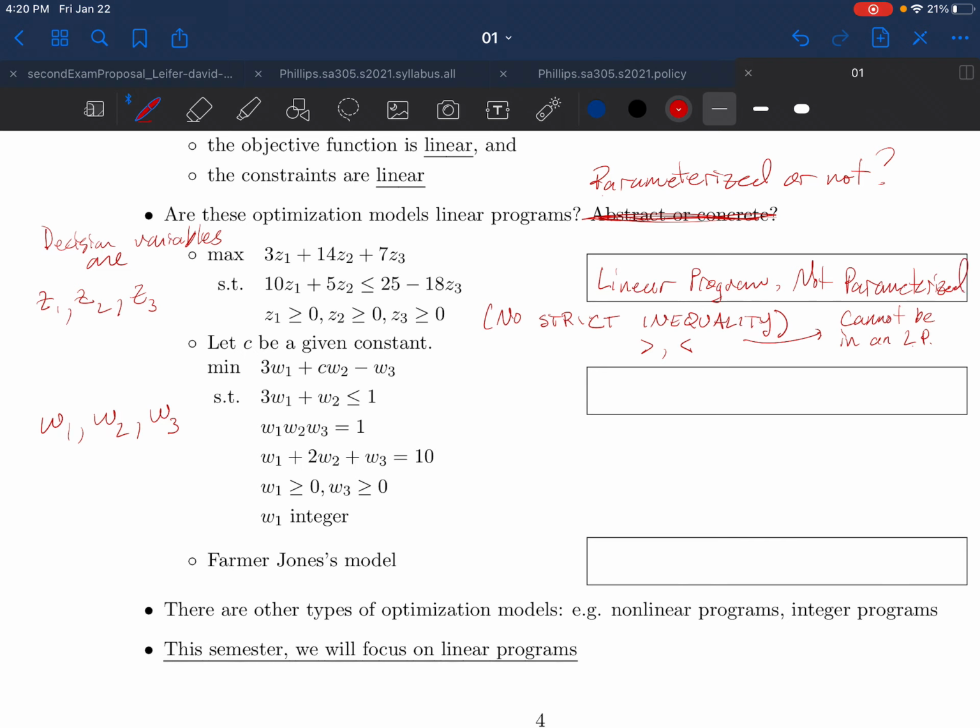Okay, here, let's look at this. C is a given constant. That should tell us this might be parameterized. And indeed, let's answer that question first, because in the very first line, you see 3W1 plus CW2 minus W3. C is a given constant, and it's used, so it's parameterized.